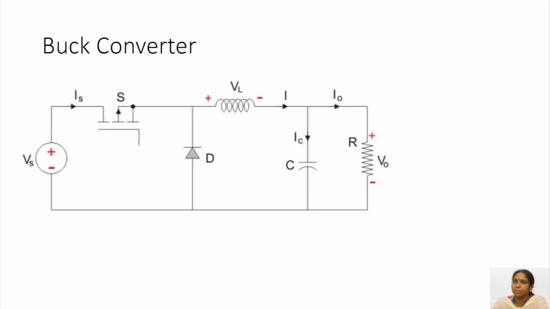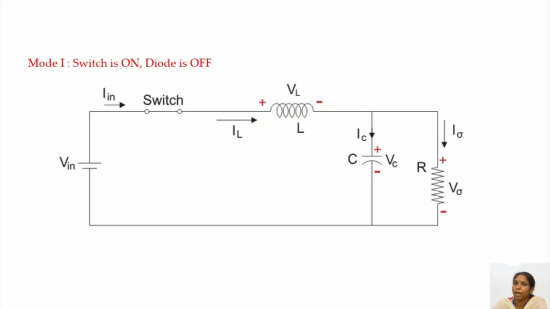Buck converter. This circuit diagram shows a DC supply voltage with a switch S and diode D, and the inductor which has a voltage across it VL, and the capacitor and the load resistor R. We are going to analyze this buck converter in two different modes. The one is mode on, when the switch is in on period, and the second one, when the switch is in off period. When the switch is on, what happens?